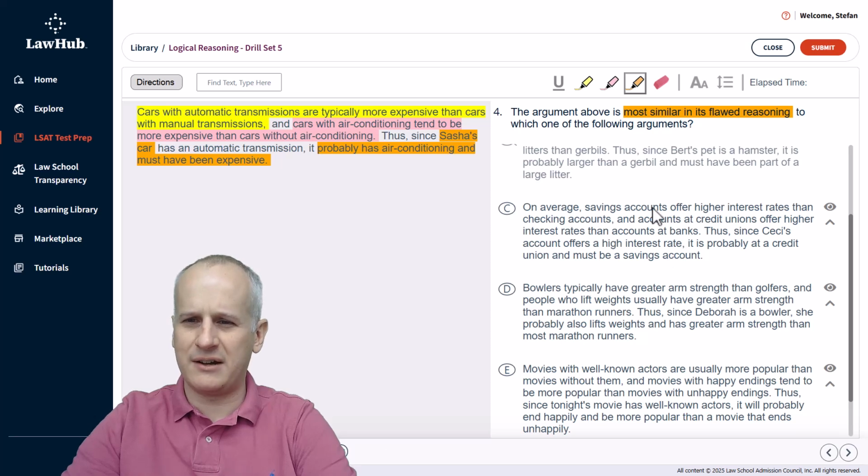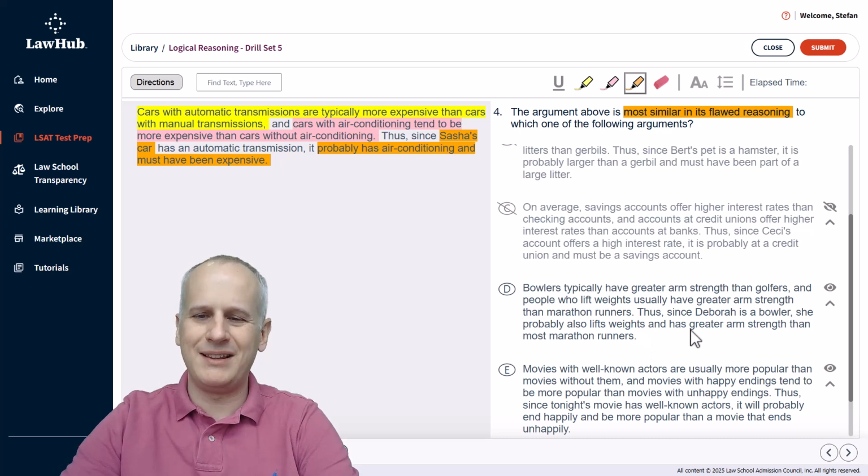Well, we've got savings accounts offer higher interest rates than checking accounts always, so that seems to be a valid argument again. So this is not going to be flawed in the way that we needed our flaw to match what we had happening with Sasha's car, so we can eliminate C for that reason. Then choice D: bowlers typically have greater arm strength than golfers, and people who lift weights usually have greater arm strength than marathon runners. Okay, so the typically and the usually match the structure in yellow.